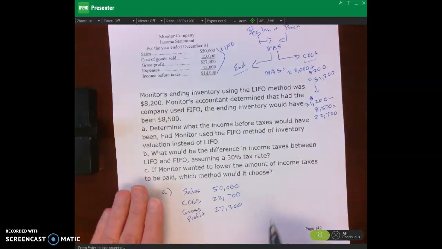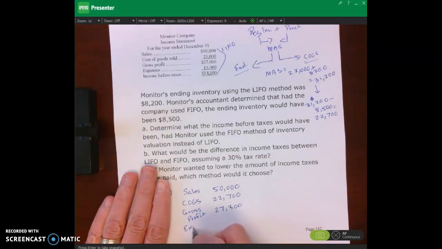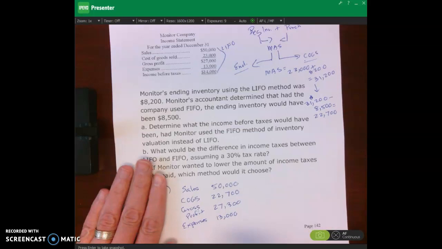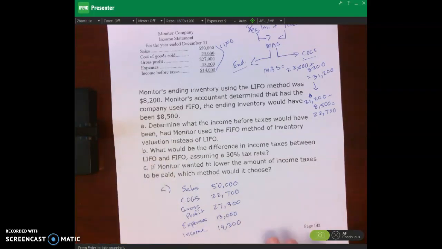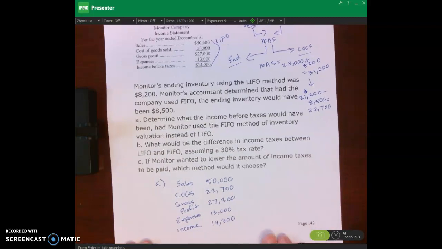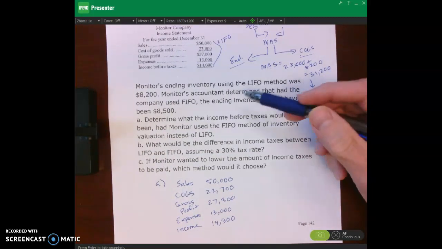Okay. So then we have our expenses. They stay the same, 13,000 from right up there. And then we have our income before taxes. I'll just write income: 27,300 minus the 13,000 is 14,300. It's $300 higher under FIFO than it is under LIFO.